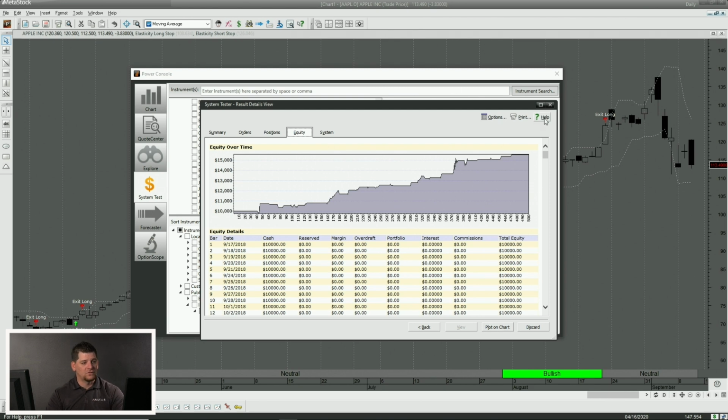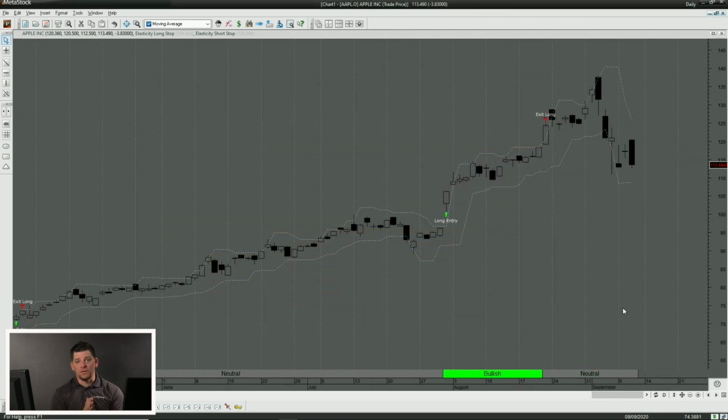Now, a couple of things about this system. This system actually works across all markets. That's very important for you Forex traders or people that trade futures. It's also important for people that trade European stocks. This tests very, very well on European stocks and on US stocks. So this is a system that can work with anything that you're trading on a daily periodicity.